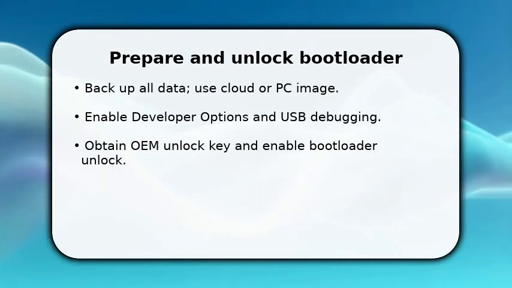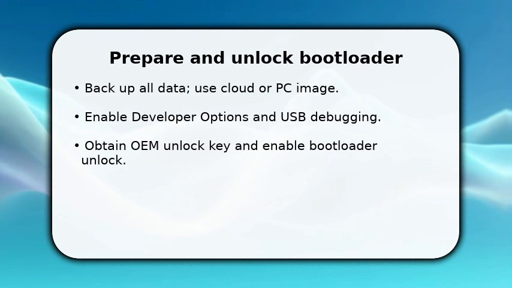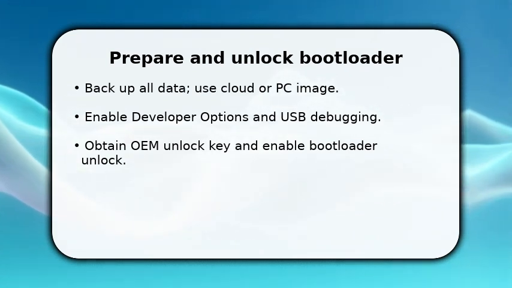You start by securing your data and enabling the pathways to modify the system. Back up everything. Once done, enable developer options, turn on USB debugging, and allow OEM unlock.